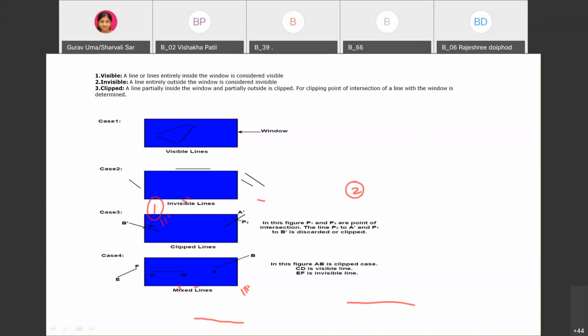So in case 4, first we will find out the intersection point P, then the line AP we will keep, and the line PB we will discard because it is outside the window. So this is the simple way of clipping the line.